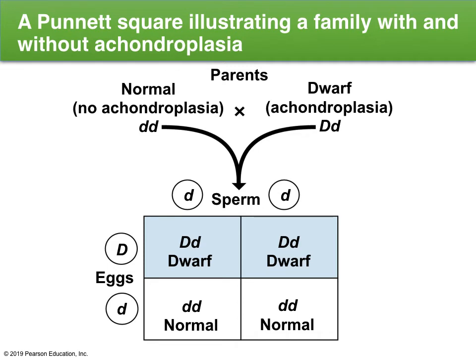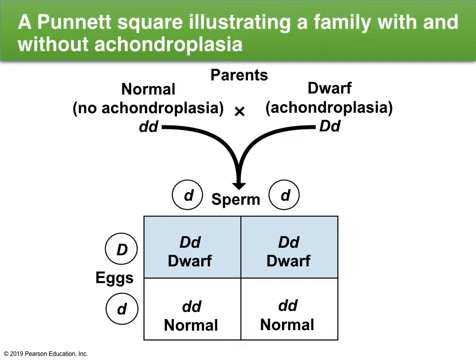Normal, no achondroplasia, is going to be what? Two copies of the recessive. This is a dominant disorder. The other parent having achondroplasic dwarfism is, by definition, a heterozygote. So now, one parent is homozygous recessive, one parent is heterozygous.